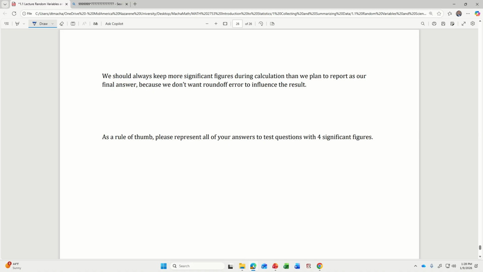The last thing is, if I don't specify how many significant figures you should keep, just keep 4, right? If you have a test question and the answer on your calculator is 12 digits, and I don't tell you how many to keep, just give me 4.